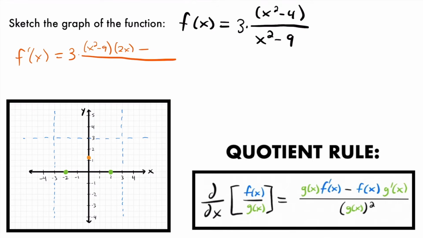Then we'll subtract the original top function, so we'll have x squared minus 4, and then we'll multiply this by the derivative of the bottom function. That's going to be 2x as well, so we'll also have 2x. Then in the denominator of our derivative, we're going to have the bottom function of our original function squared. So we'll have x squared minus 9 squared.